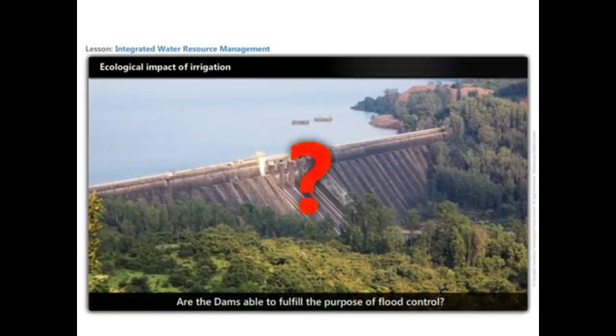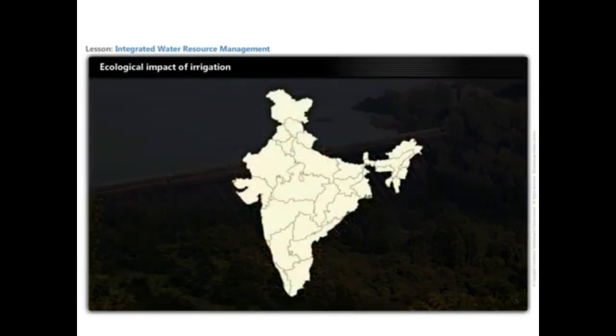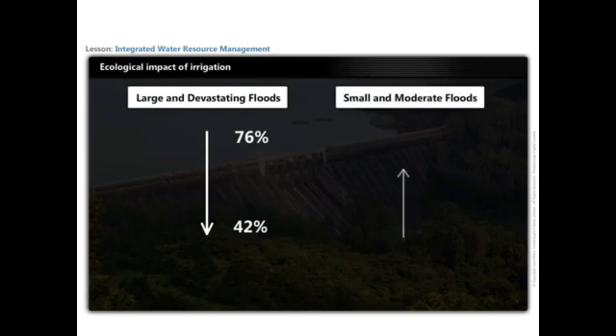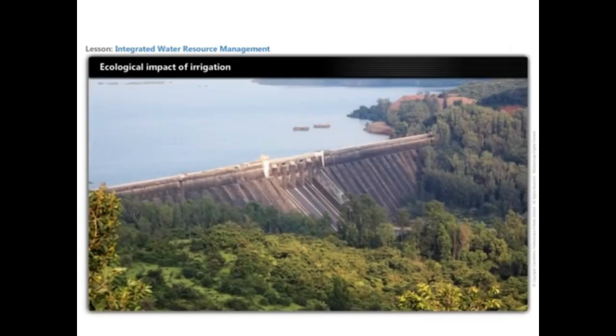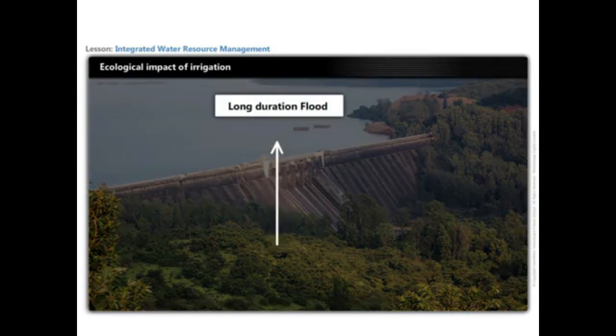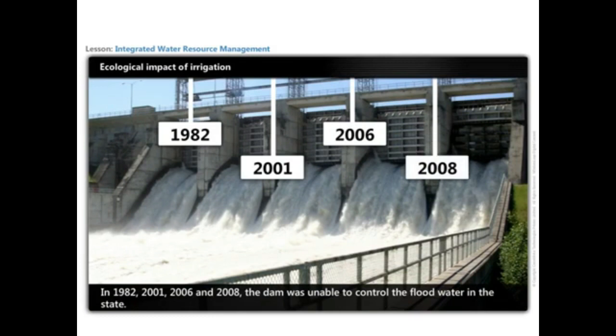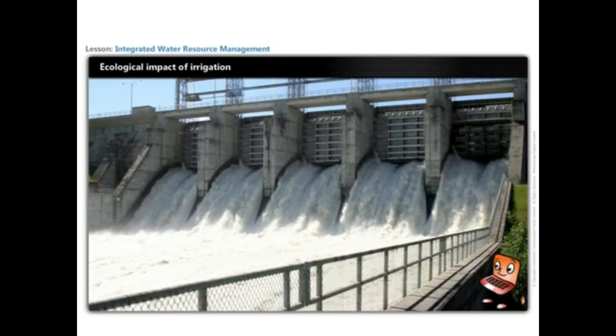Are the dams able to fulfill the purpose of flood control? Researchers prove that after construction of Hirakud Dam, the large and devastating floods have come down by 76 to 42%, while the small and moderate floods increased from 24 to 58% in Orissa. Though the short-duration floods showed a declining trend, the long-duration floods increased from 12.9 to 38.5%. In 1982, 2001, 2006 and 2008, the dam was unable to control the flood water in the state.